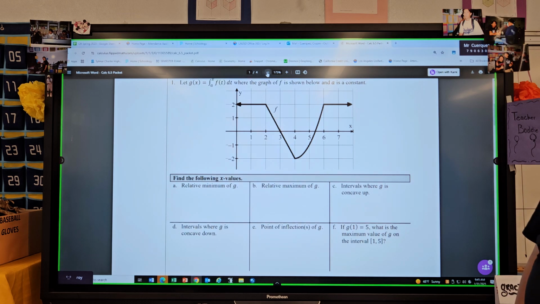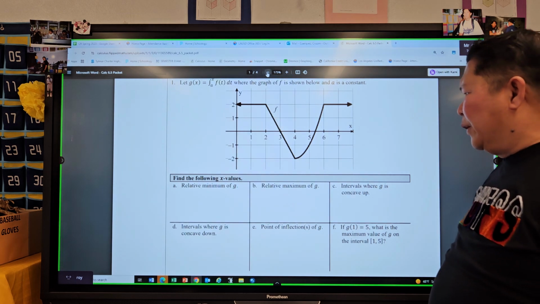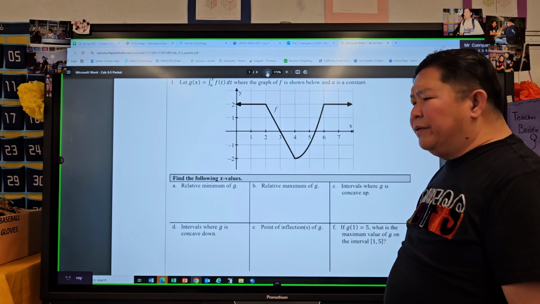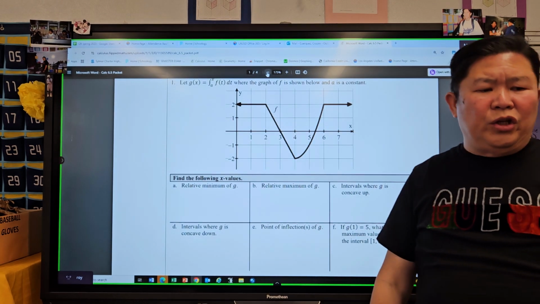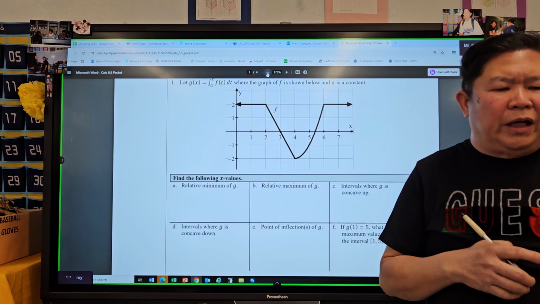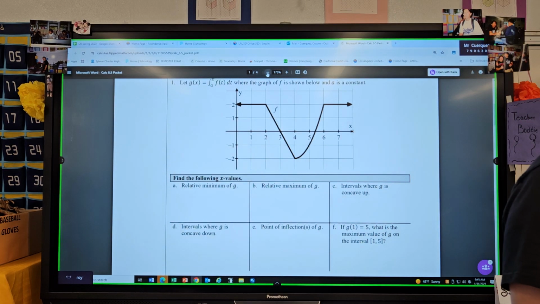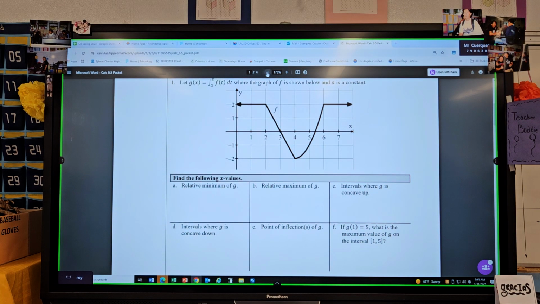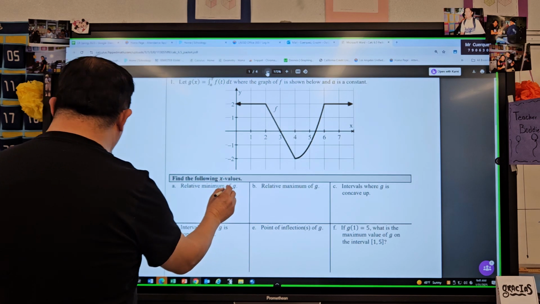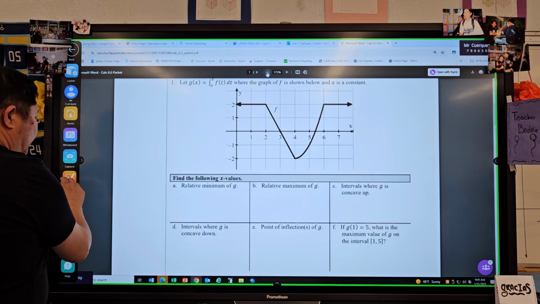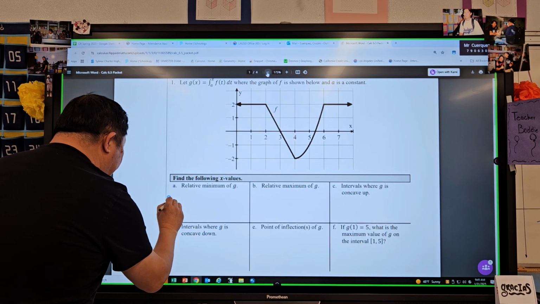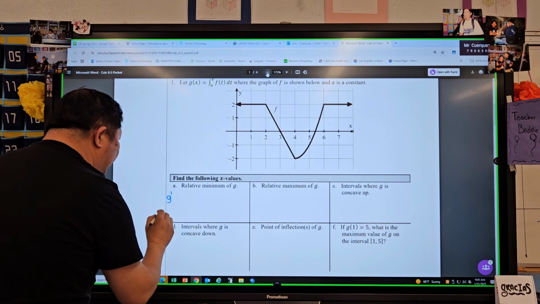Okay, it says find the following x values, relative minimum of g. Can you look at what is relative minimum? What does relative minimum say? F prime changes sign from negative to positive. Therefore, this g function right here, the g prime changes sign.